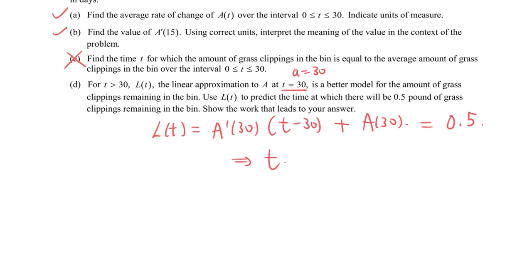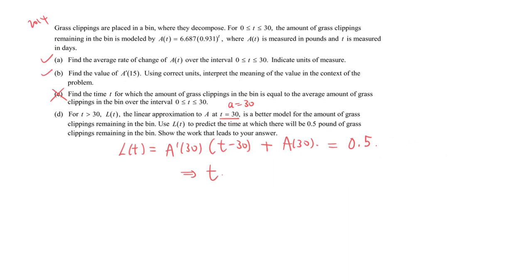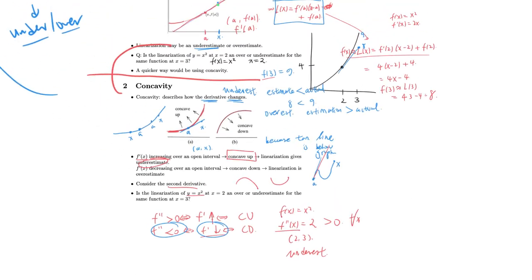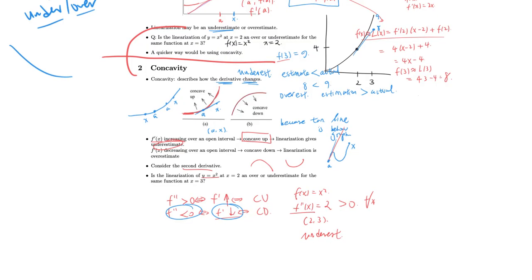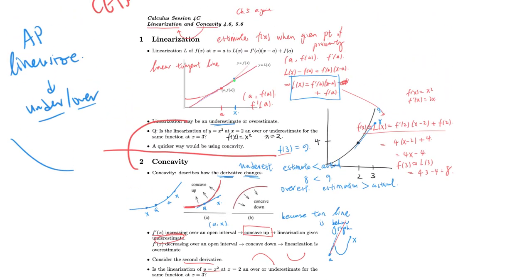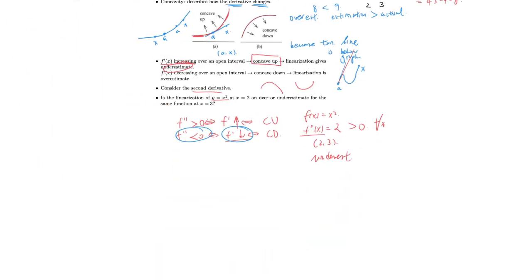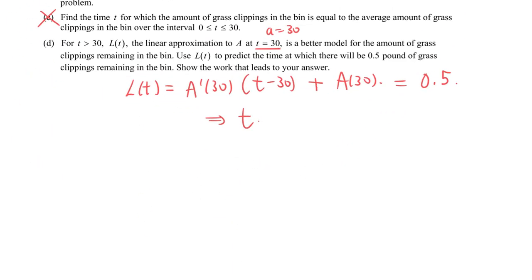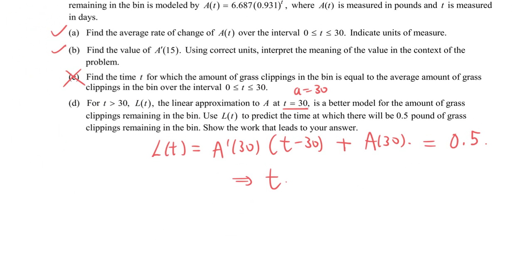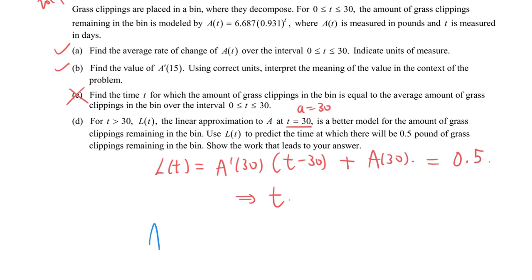Okay, so just as a bonus here, we want to know if this linear approximation is an over or underestimate. Again, as you can see, this AP problem did not ask about over or underestimate, and that is because it's simply not in the CED. So you could choose not to know about concavity at this point, but later you would have to know anyway for other purposes.